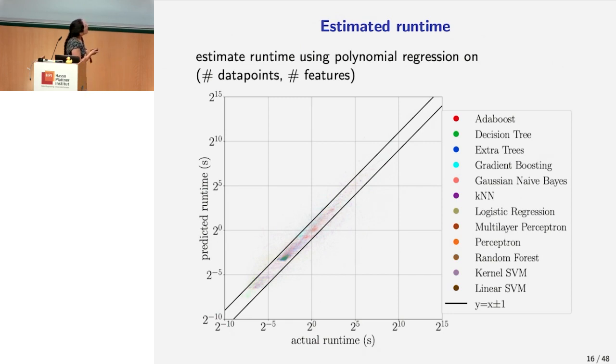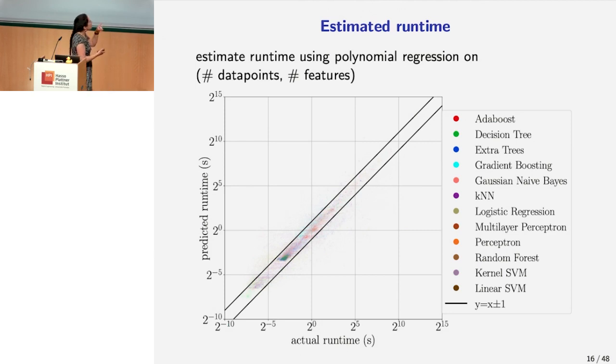And then we just estimated how long it would take them to run from this data set using polynomial regression on the number of data points and number of features, okay? This is super immediate to evaluate, right? Why polynomial regression? It kind of comes from theory, right? Most theory would predict that things depend on things like the number of data points, number of features, and not a very high order polynomial.